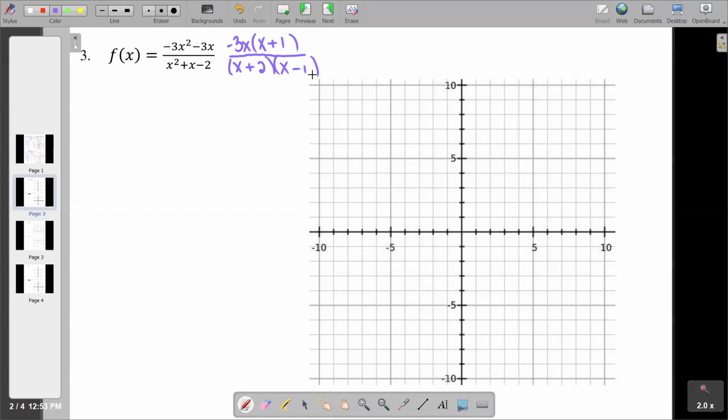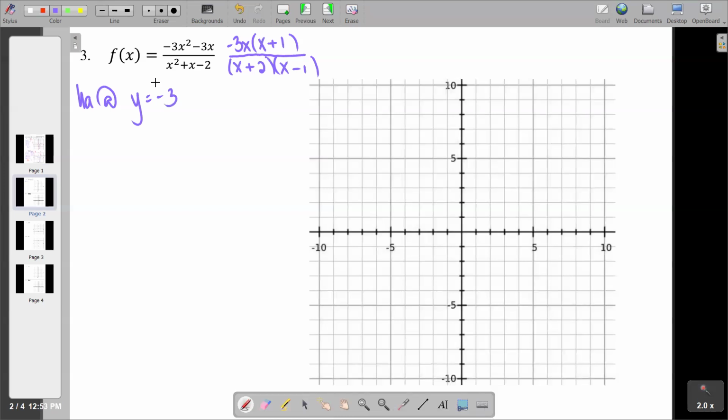Although this is an interesting little fellow we've got here. There's absolutely no cancellation at all. Nothing. So this will be interesting. Let's begin with our horizontal asymptote. Is there a horizontal asymptote? Yeah. Where? Negative 3. Good job.